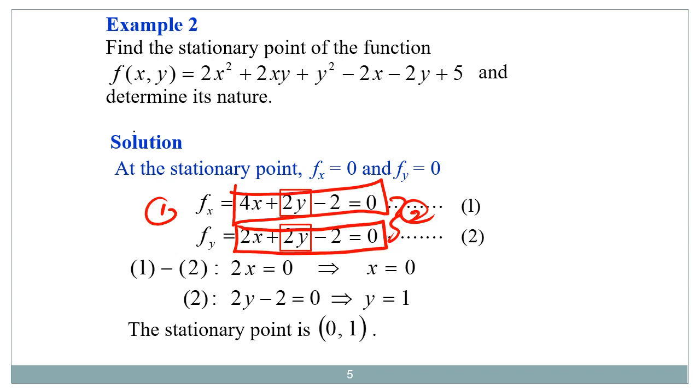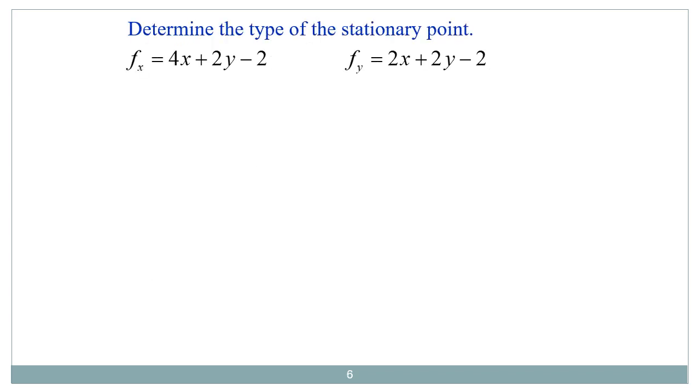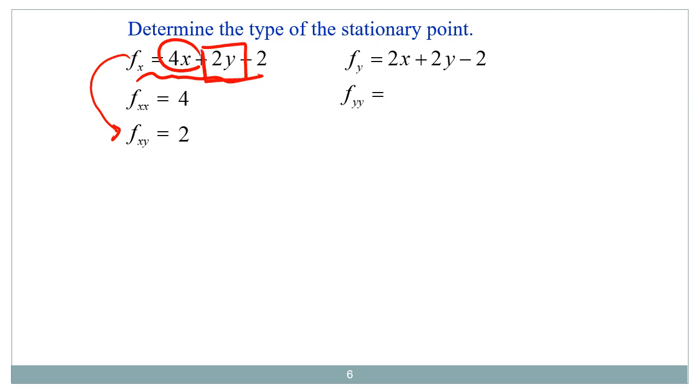Now to determine the nature, to determine the type of the stationary point, we need to find the second order partial derivatives. So f sub xx, we directly differentiate f sub x. We get 4x, so differentiating with respect to x, we get 4. And then f sub xy, from f sub x also, we differentiate with respect to y. So we have only 2y, so it will be 2. And then f sub yy, we differentiate f sub y with respect to y. So we have 2y, so the answer will be 2.